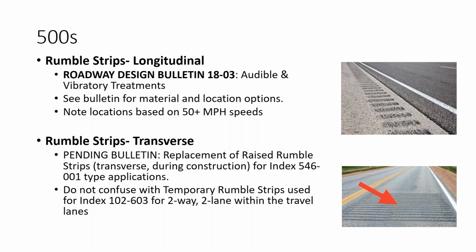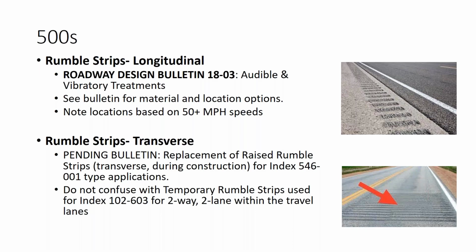The opposite or alternative type of rumble strip is the transverse rumble strip that is placed across the roadway. And we have some new guidance that has been posted addressing Index 546001, especially for those applications during construction. I know we've often seen where a road comes up to a T intersection or a major throughway, and we want to ensure that that side road does catch the stop sign or other indication, and the transverse rumble strips are used as a good notice to the driver.